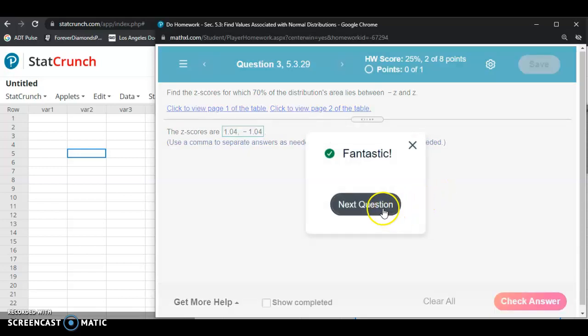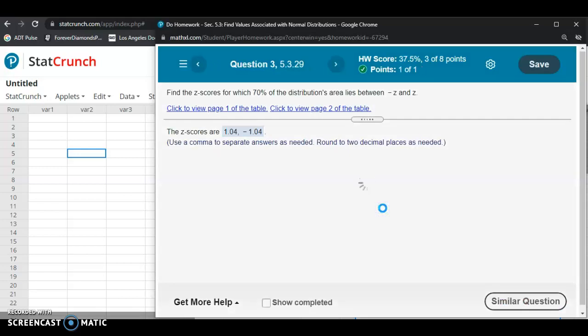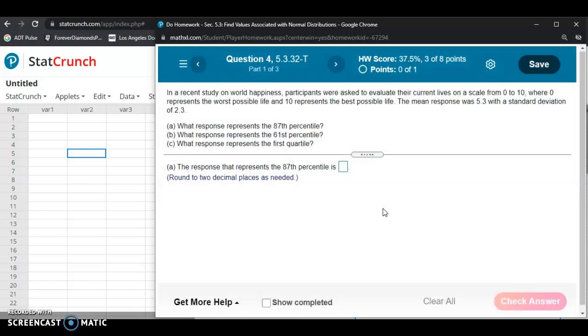Alright, good, so we answered question 3 correctly. Okay, so question 4 is more of an application problem.